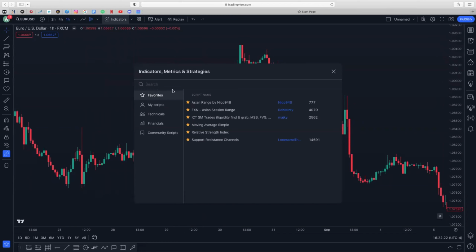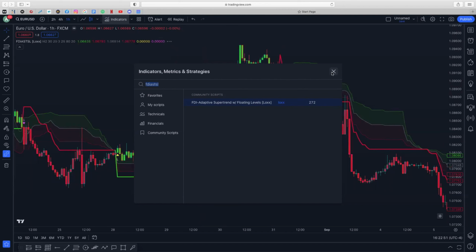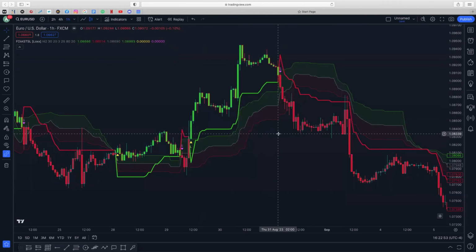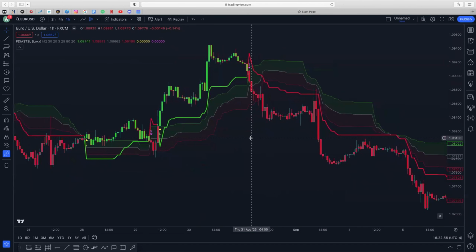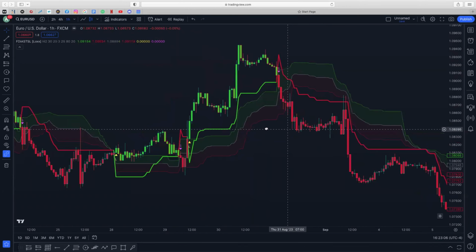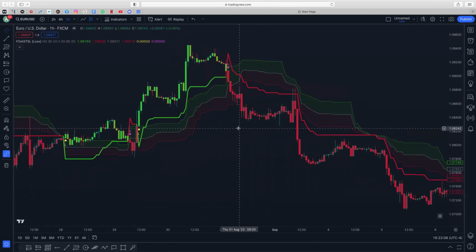So this is my indicator section here, and I'm going to search for FDIAS TSL. So this is the indicator here by Lux. So now we have the indicator running. This will allow you to add the FDIA adaptive trend with super floating levels indicator to your chart. Now let's optimize the settings for this indicator before using it as a trading tool.